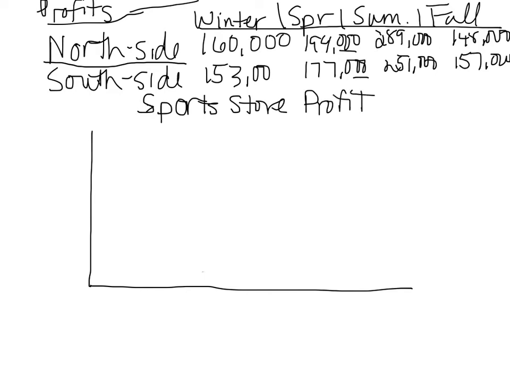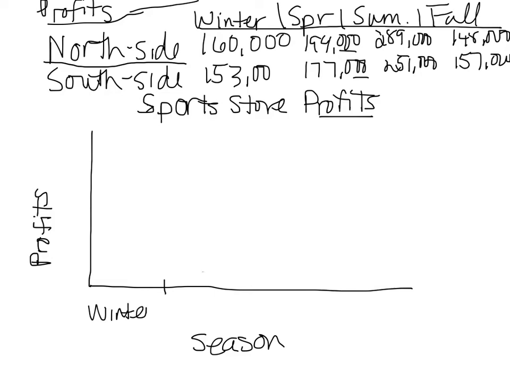Since the thing I'm trying to measure is profits, that means it needs to go on the y-axis. So I'm going to label the y-axis. It is the dependent variable. The profits depend on the season. Now I have 4 different seasons. I have winter, spring, summer, and fall.